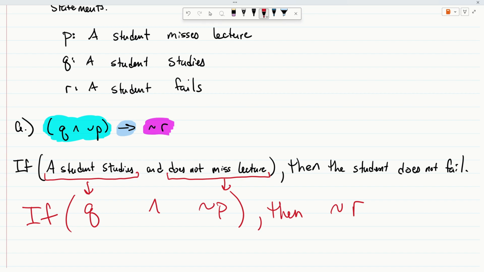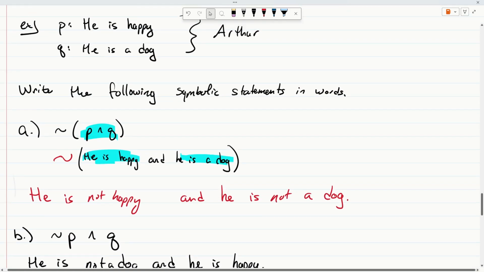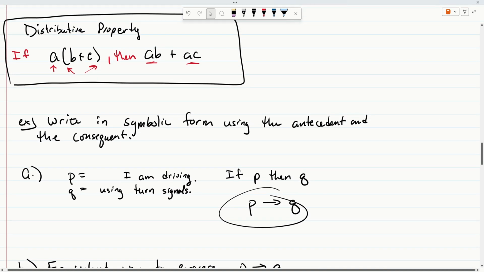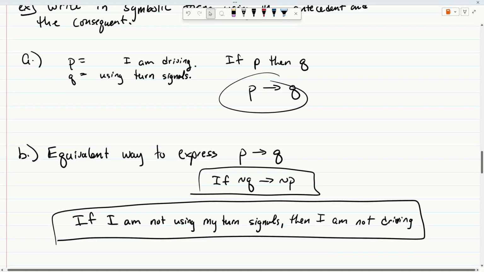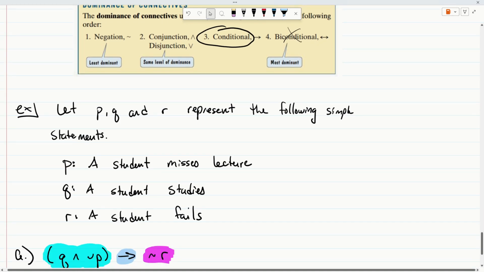If you went back and looked at all these examples, notice I never said this is a true statement or this is a false statement. All I said was, we're going to take these statements and convert them into symbols, or we're going to take these symbols and write them out in words again. Section 3, that's where we start talking about the validity of these statements.